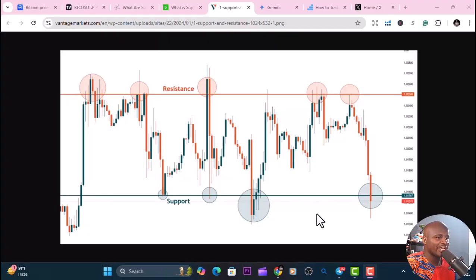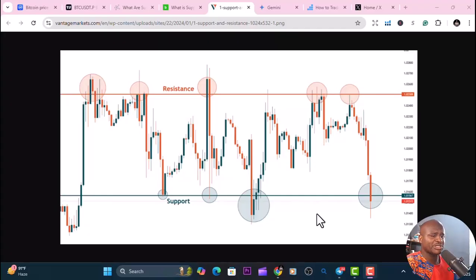So the question there is, what is resistance and what is support? It's a simple analogy that if you know this, you should be able to read the charts and do more. So basically, we will explore how to use that in real life situations to help you.